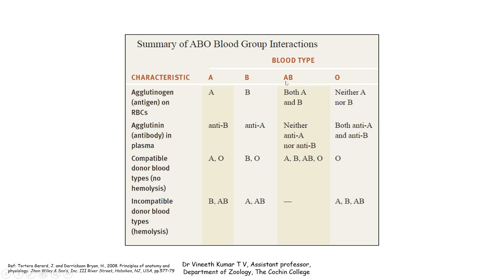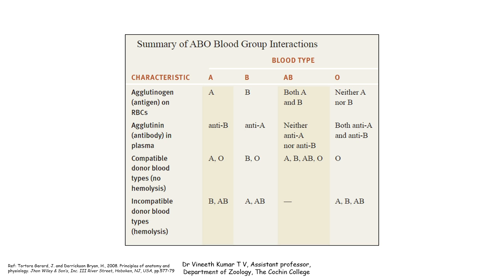Coming to AB, which is a universal recipient, they have both antigens A and B. There is no antibody in their blood, and their blood is compatible with A, B, AB, and O, and incompatible is nothing. That's why they are called universal recipients. They can receive blood from all four blood types. Coming to O, they have neither A nor B antigens. They have both the antibodies. The only compatible type is O. They cannot receive blood from the other three blood types, that is A, B, and AB.